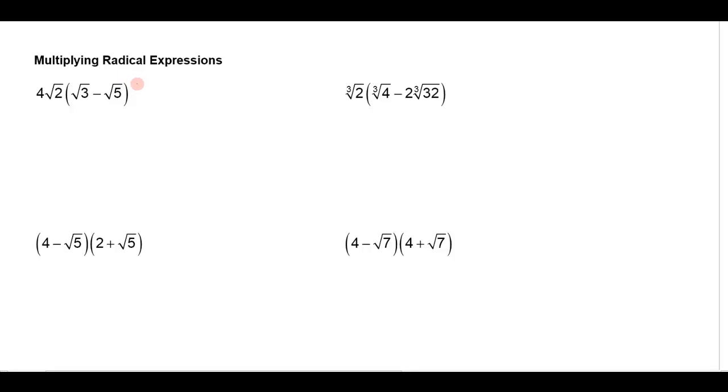Hi everyone. In this lesson we want to look at multiplying radical expressions. So here I have an example of one: 4 square roots of 2 times the square root of 3 minus the square root of 5.